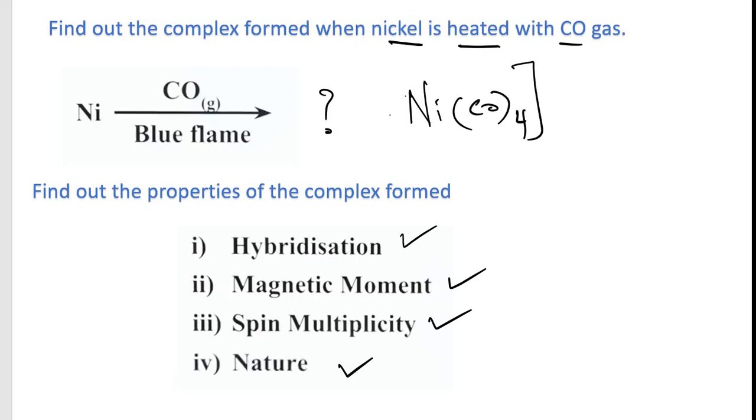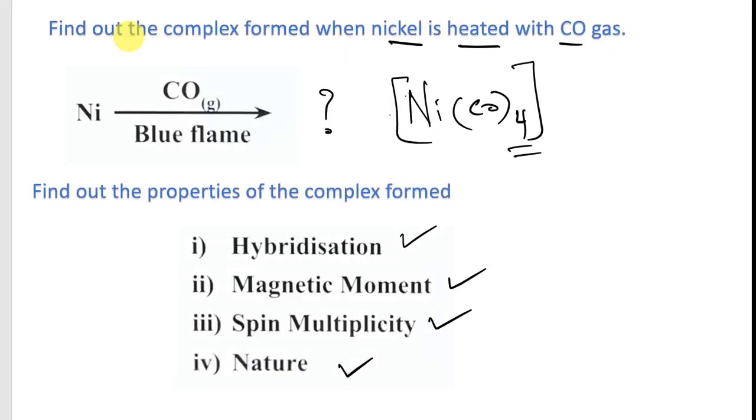Nickel tetracarbonyl, NiCO4, will be formed here. Let us work it out. What we have to find out is the hybridization, magnetic moment, spin multiplicity, and nature for nickel tetracarbonyl.